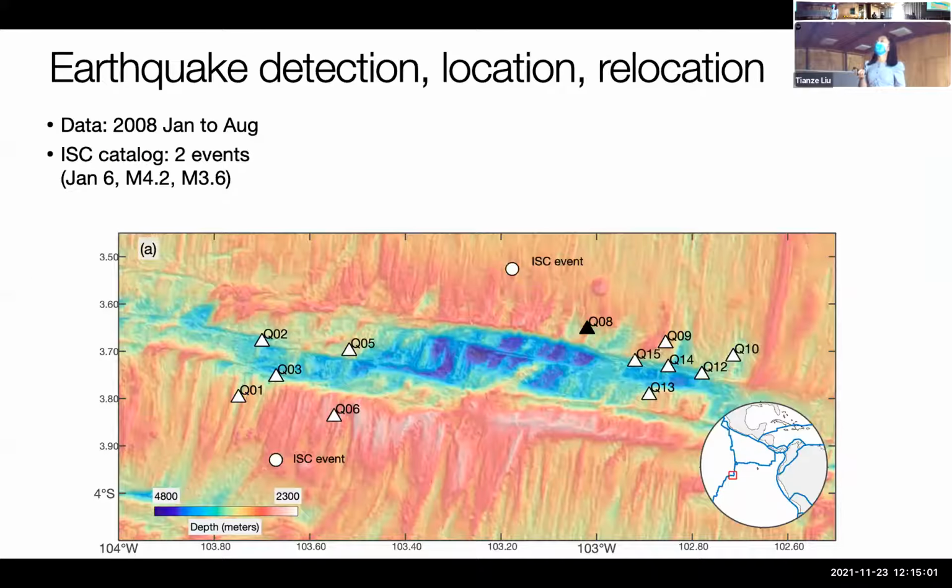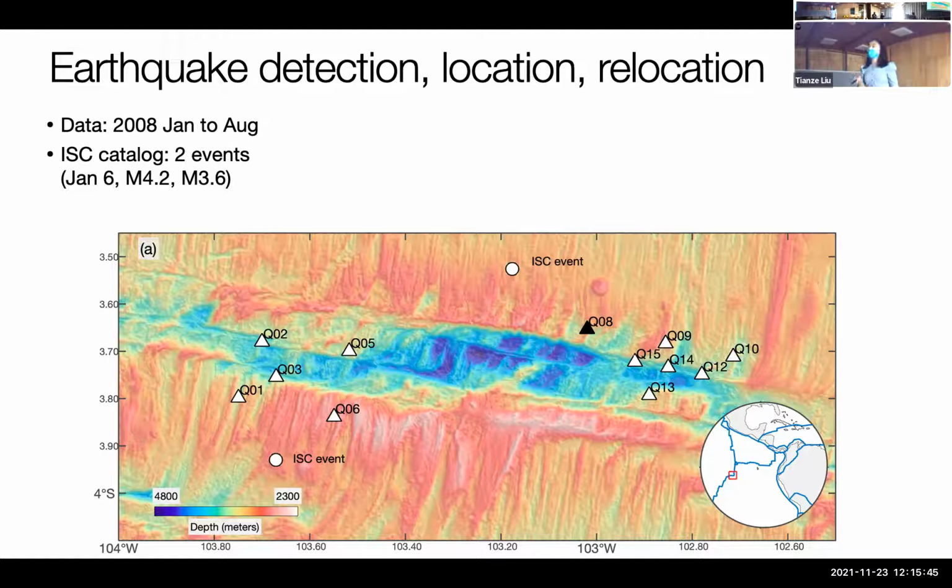And for earthquake detection, location and relocation, we adopt a procedure as follows. These triangles indicate the location of the stations. One of the stations didn't function very well, Q08. These stations started to run out of power in August 2008, so we'll only discuss the time period between January and August. And during this time, only 2 large magnitude events were reported by the ISC catalog, which both occurred on January 6th that year.